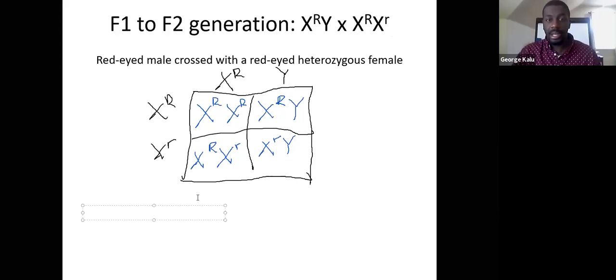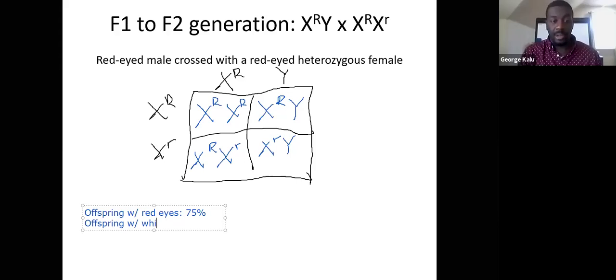what's the chance of having offspring with red eyes? Right, 75%, because we're going to see 3 out of our 4 boxes have the dominant allele. So 75% chance of having an offspring with red eyes. What's the chance of having an offspring with white eyes? Right, 25%. Perfect.